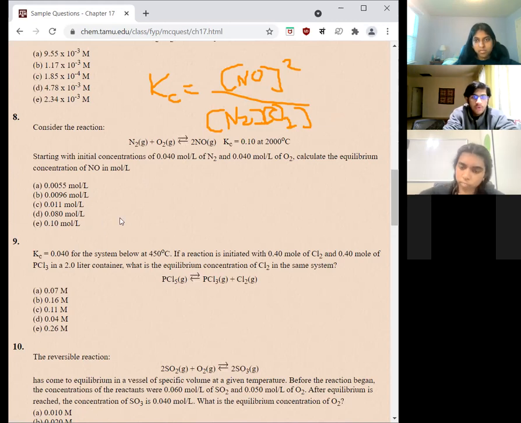Wouldn't you have to use a Rice table for this? I don't know. I don't think this is initial concentration. Yeah, it's initial concentration. You have to find the equilibrium concentration. So you probably have to use a Rice table. Okay, yeah, you probably do have to use a Rice table. My bad. Okay.